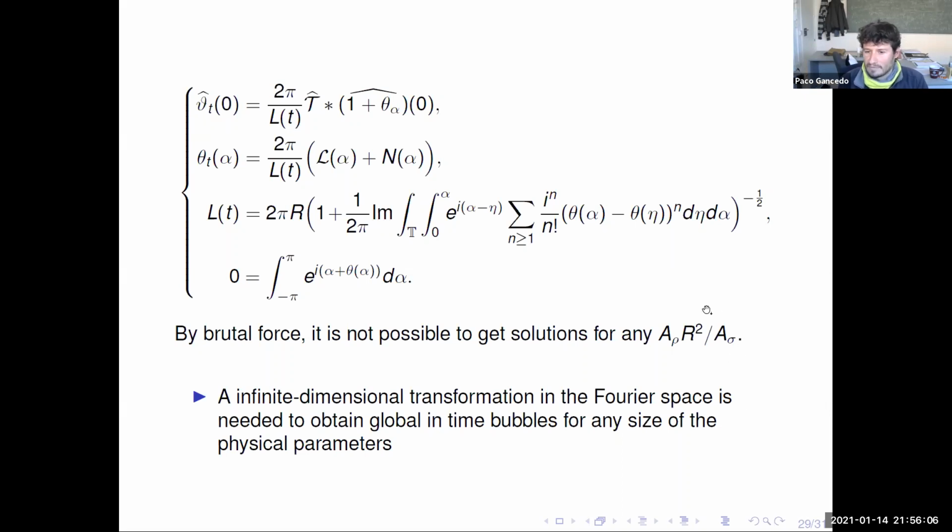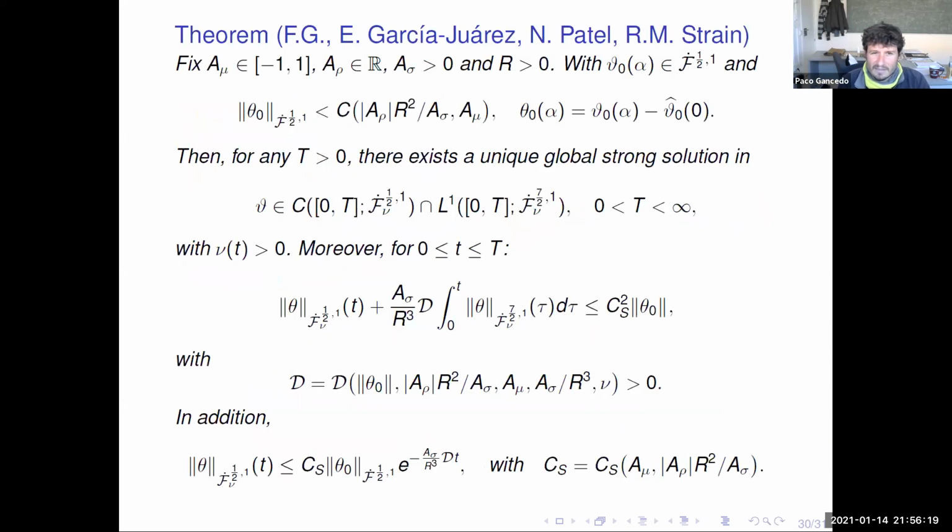So according to these parameters, we are going to have initial data small enough so that we are going to have global solutions. So I don't know, I don't have time. This is the general theorem with all the setting, and we can discuss later if you are interested.